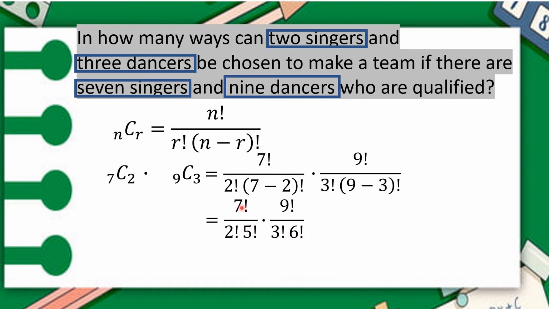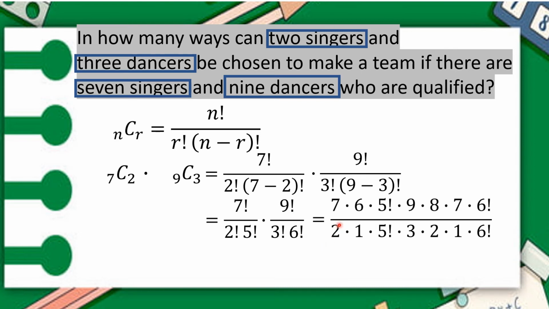Pero pwede na tayong mag-expand, 7 factorial hanggang 5 factorial, tapos yung 9 factorial hanggang 6 factorial. So, we have now 7 times 6 times 5 factorial, tapos 2 times 1 times 5 factorial. Dito naman, we have 9 times 8 times 7 times 6 factorial over 3 times 2 times 1, in-expand lang natin ang 3 factorial and copy yung 6 factorial. Then, we can now have the cancellation. Of course, yung mga same factorial, pwede na i-cancel agad yan.